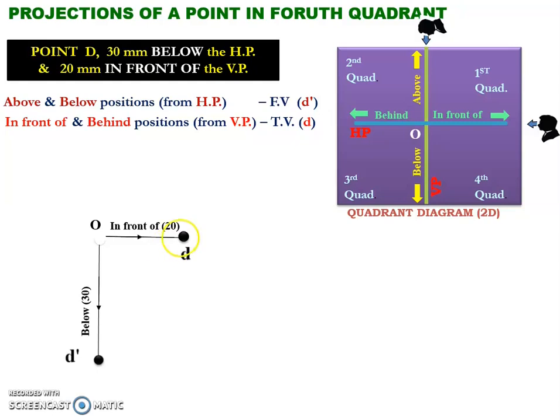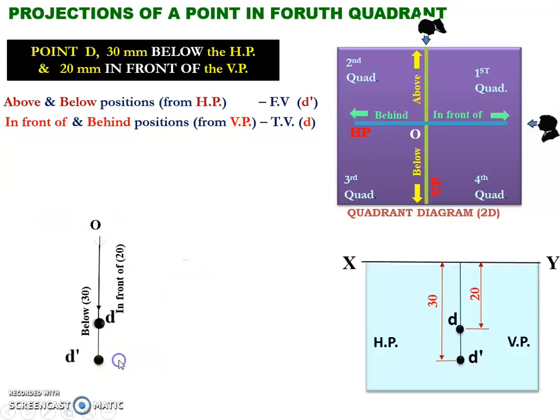In the same way, in this method, we need to rotate this horizontal line along with the top view point d by 90° clockwise, and it will give us the final solution. The same thing needs to be represented on a 2D paper or on a 2D plane.